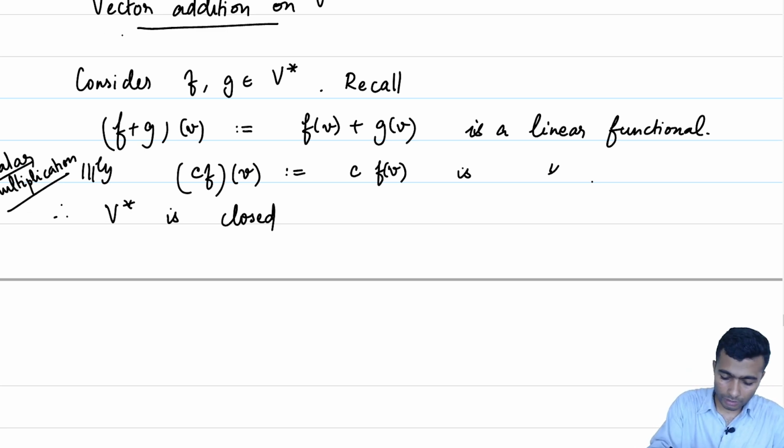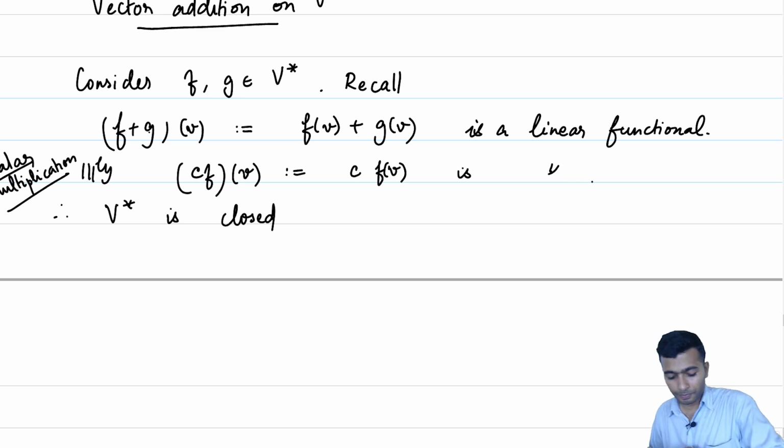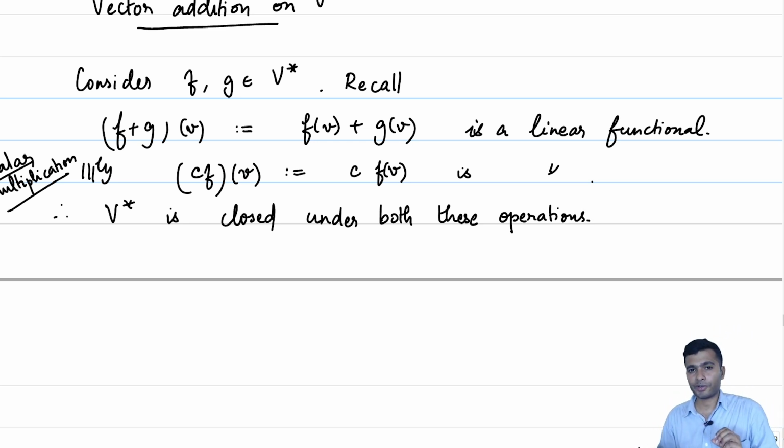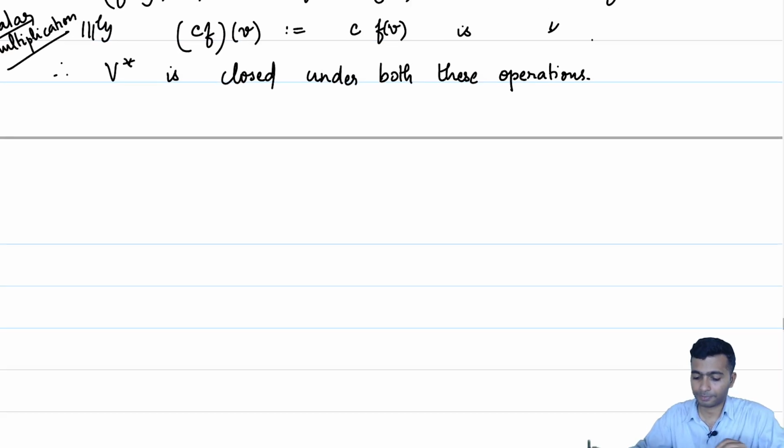This is the vector addition and this is the scalar multiplication. So, V star is closed under both these operations, and as usual I am going to leave it as an exercise for you to check that V star is a vector space with these operations.